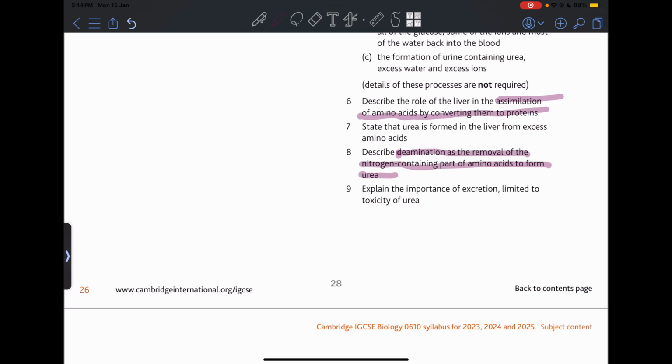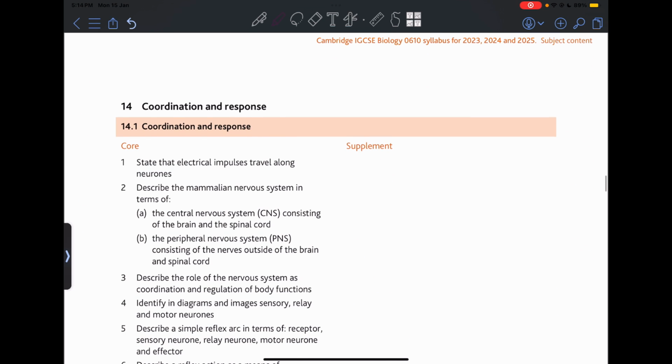And explain the importance of excretion limited to the toxicity of urea. So excretion is important so that you can remove the toxic urea from your body, because if it's kept in your body, then it will be toxic for you and for your blood.